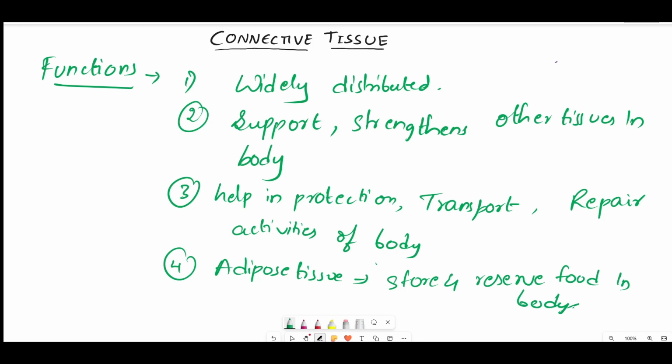These are all the functions of the connective tissue, which is the tissue most widely distributed in our body. It is useful for giving support, and it also strengthens the other tissues in the body. It also helps in giving protection, transport, and repair of the activities of the body. And because it has adipose tissue in it, it is useful for storing and reserving food in the body. So these are the overall functions.